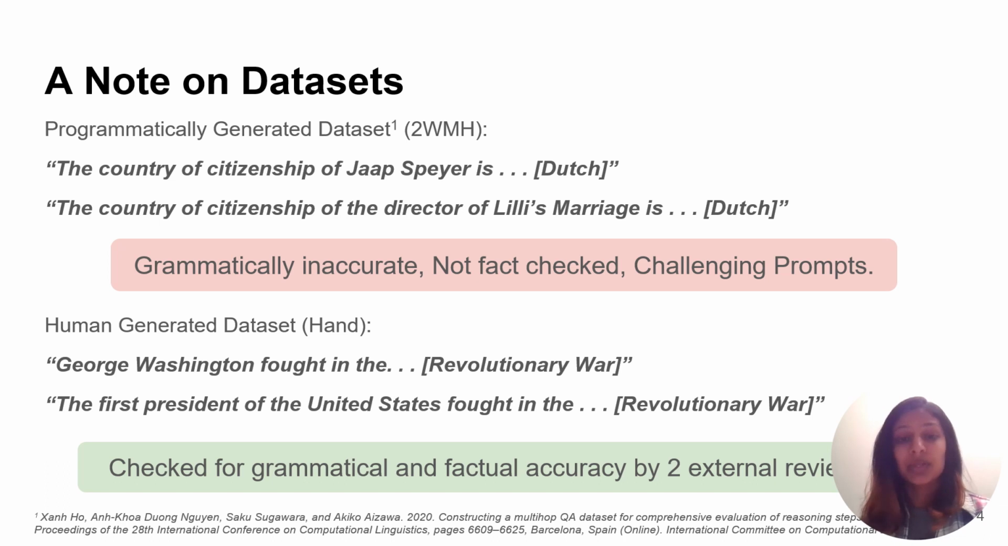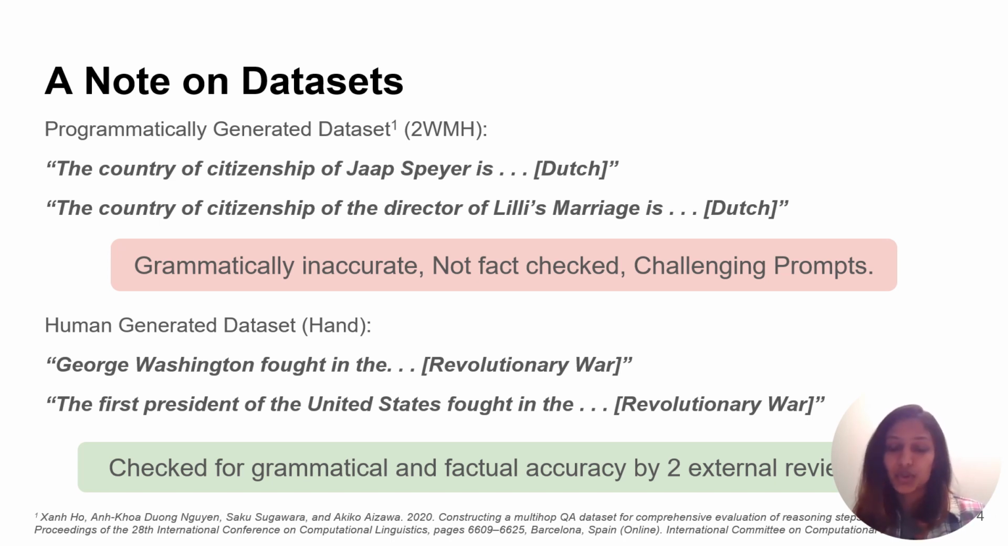And third, these prompts are very challenging. I'm pretty sure no one in the room knows who Jaap Sper is off the top of their head, much less who the director of Lily's marriage is. And if you do, then you're a genius. We confirm that the models themselves also find these prompts really challenging by checking the surprisal metric for the intended answer that the prompt generates. The surprisals on these prompts are relatively high compared to our other dataset, meaning that the model finds these prompts a little challenging and obscure to answer as well.